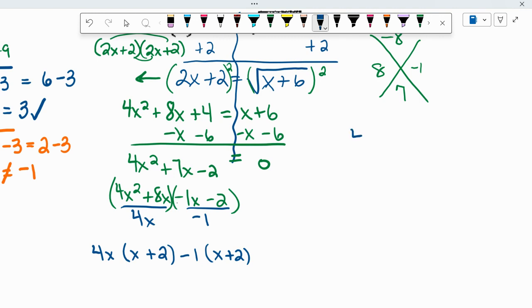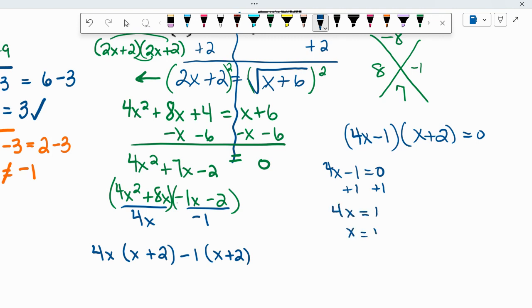So when we factor this, we find out that either 4x minus 1 or x plus 2 equals 0. Well, if 4x minus 1 equals 0, what does that give me? It gives me 4x equals 1, or x equals 1/4. If x plus 2 equals 0, that means when I subtract 2 from both sides, x equals -2. Those are my 2 solutions. We have to check them.